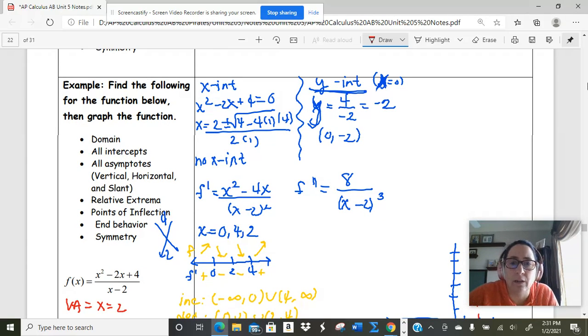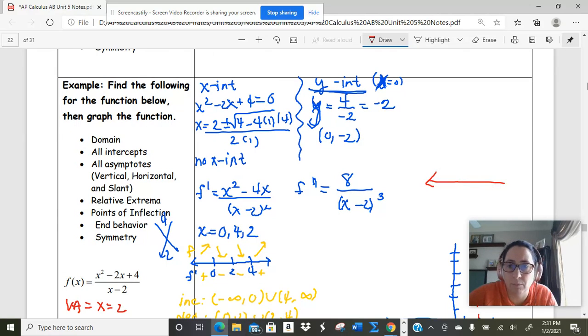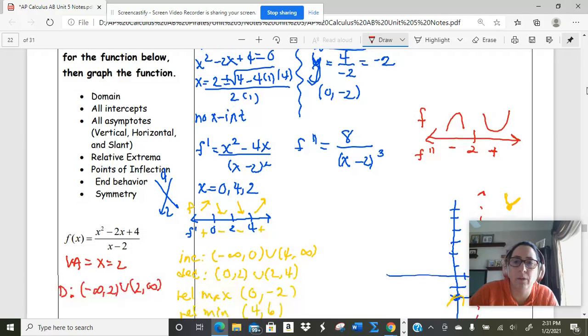So let's go back over here. Where does f double prime go, positive to negative or negative to positive? Well, I really only have that 2 that I'm going to be looking at, because that's my only 0 or DNE on f double prime. So plug those in and see what happens for f. I got negative to positive. So we know we are concave down, concave up.